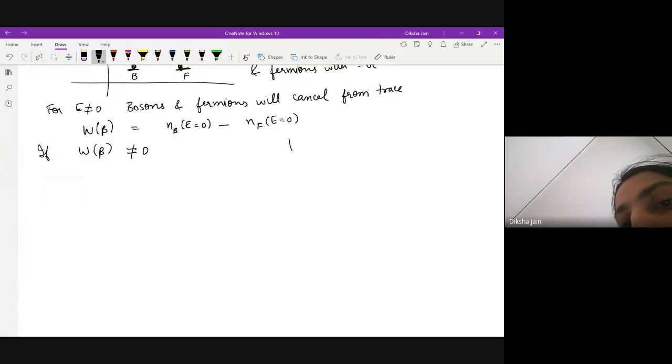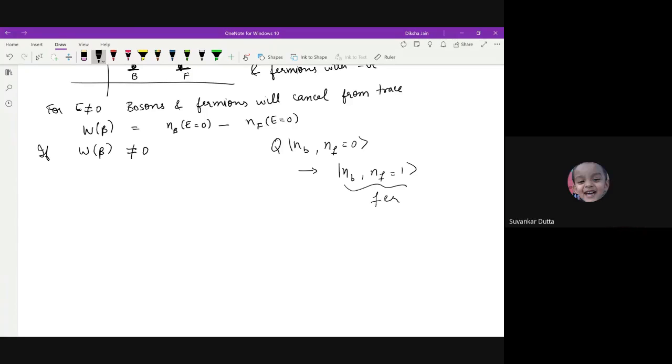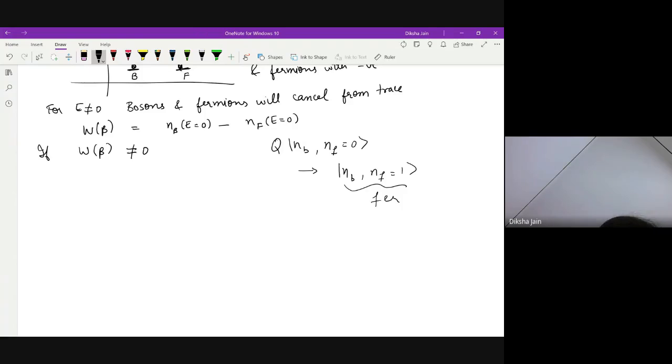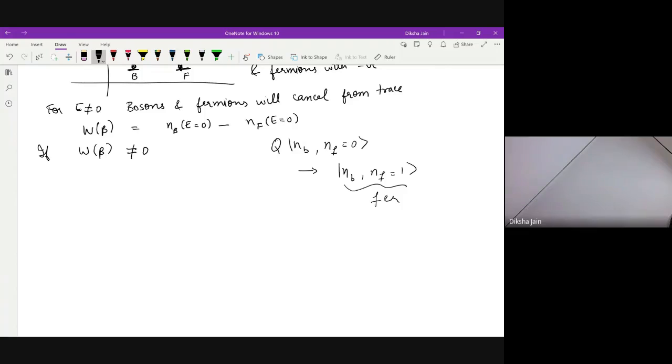So what I said is basically this. NB and NF could only be 0 or 1. With a Q, I went from this state to a state which was NB and NF equal to 1, and I call this a fermionic state. But NB can be any number. So it does follow Bose-Einstein statistics, and then you just add one more particle, one fermion, for the fermionic state. Yeah, that clarifies it. Thanks. Very good question. Thank you. I didn't think about it.